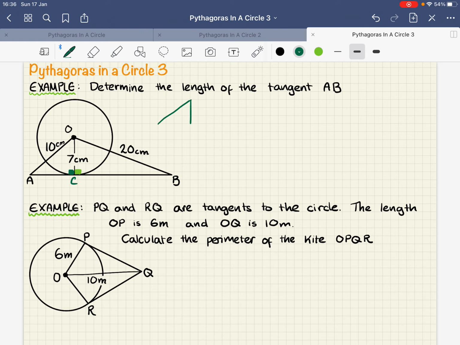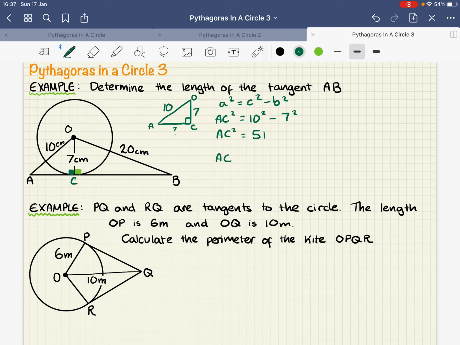So got my triangle AOC. Got that 10 centimeters, the 7, and this is the bit which I don't know right now, so I need to figure that out. So it is my shorter side, so that means I need to use my Pythagoras theorem in the form of a squared equals c squared minus b squared. So that's going to be AC squared equals 10 squared minus 7 squared. So AC squared is going to equal 51.